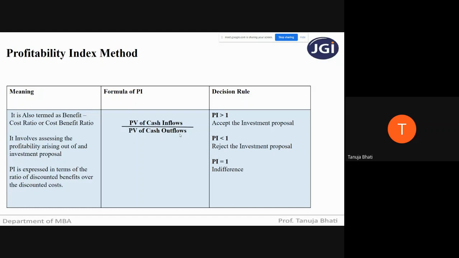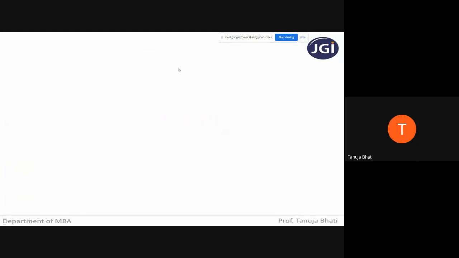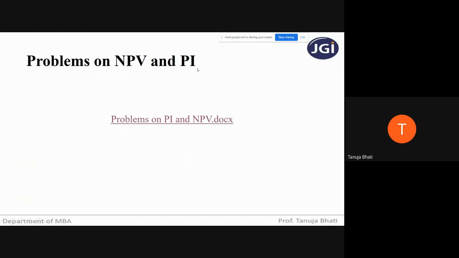Is it clear? Is this technique clear to everyone? Yes, ma'am. Okay. Now let us see problems on NPV and profitability index. So before we move ahead with the problems, I just want to see how much attention you all have paid.